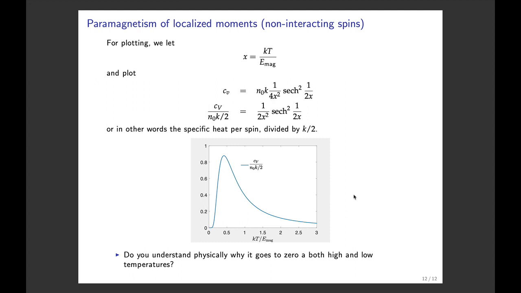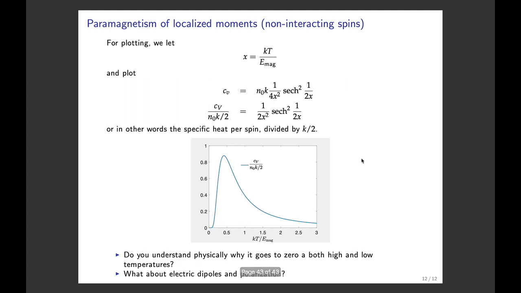Now what I want you to ask and think about when you're going through the derivation here is, do you understand why it goes to 0 at both high and low temperatures? Can you describe that in words and not just equations, but give me a sort of qualitative description of why that happens? That would be good, and we might come back to that.